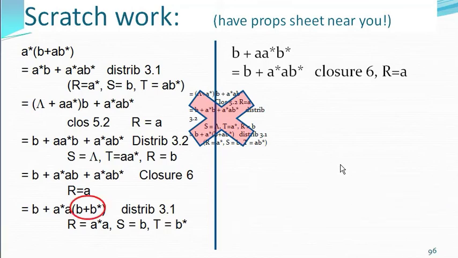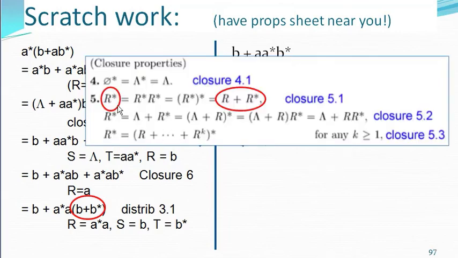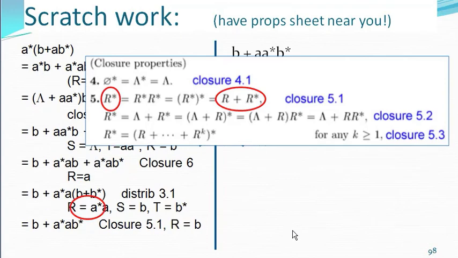So let's take a look at our closure options again. And look at that. There we go. Closure 5.1 lets us say that R star equals R plus R star. So my circle got moved down a little bit. There we go. That's a lot better. So I turned my B plus B star into just a plain old B star by closure 5.1, right, where R is B, using this rule up here.